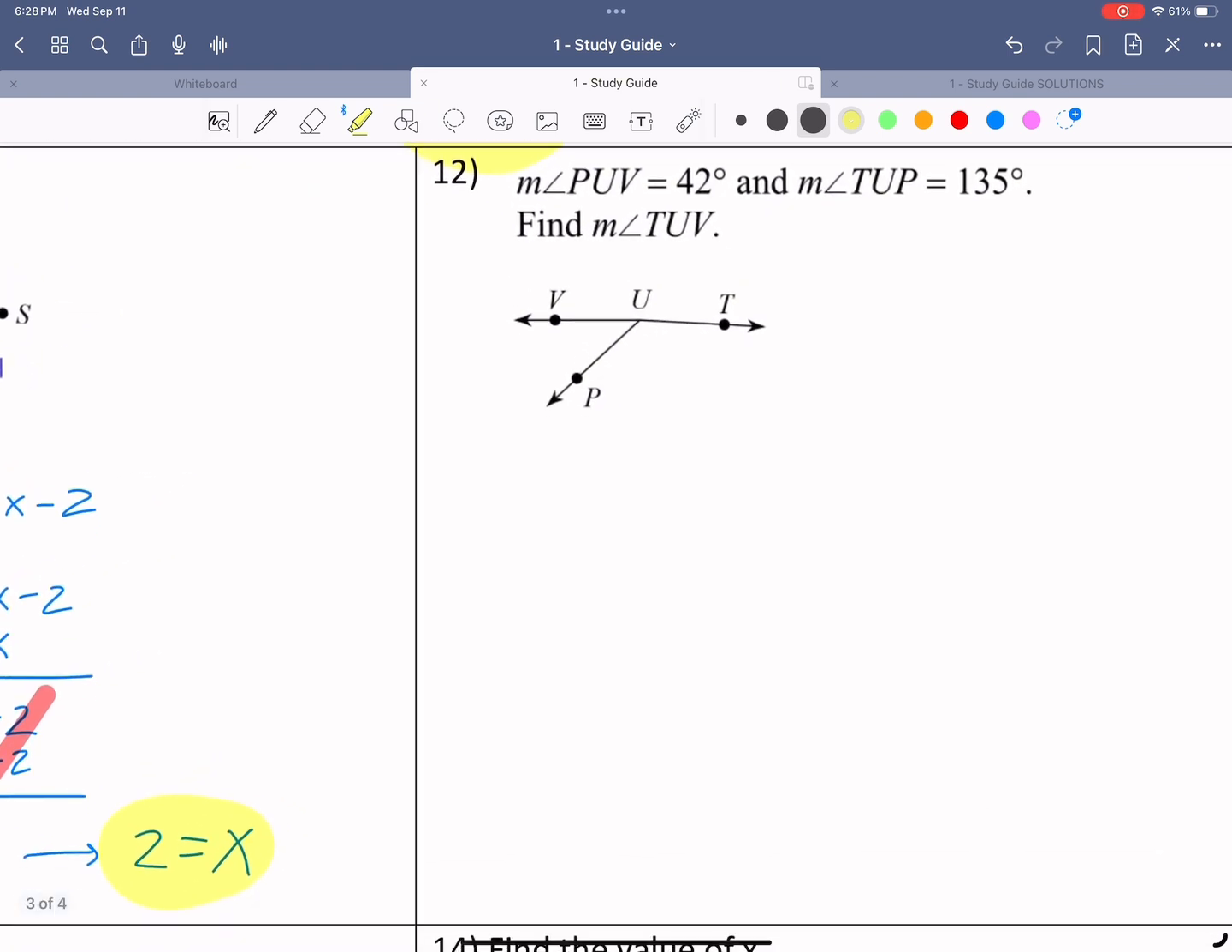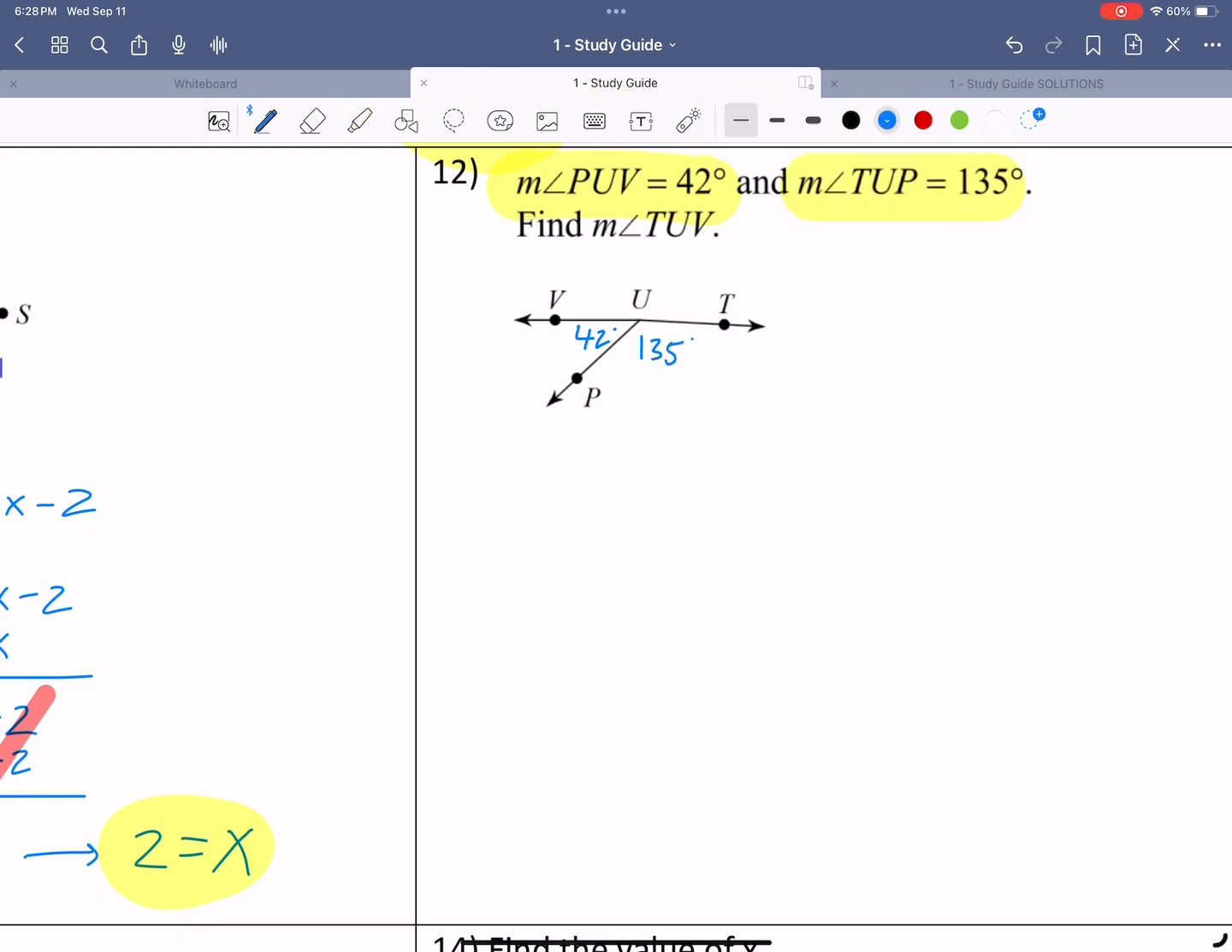Measure of angle PUV equals 42. I'm reading this top right here. And measure of angle TUP is equal to 135. So again, 2 things here. 42 is going to be PUV, this guy right there. And then TUP is going to be this guy right here. Okay. So let's fill that in. They say PUV is going to be 42, and then they say TUP is going to be 135.